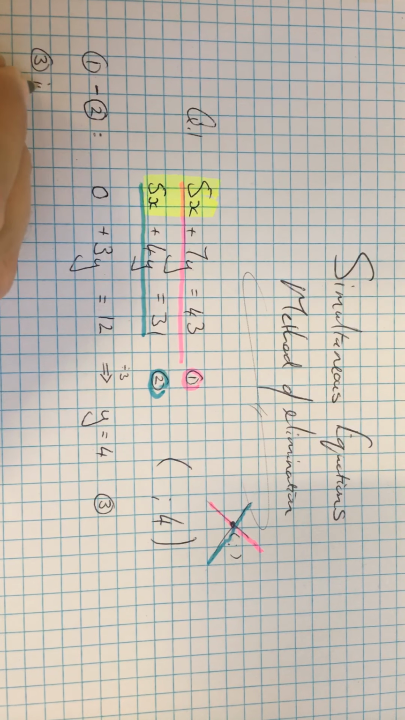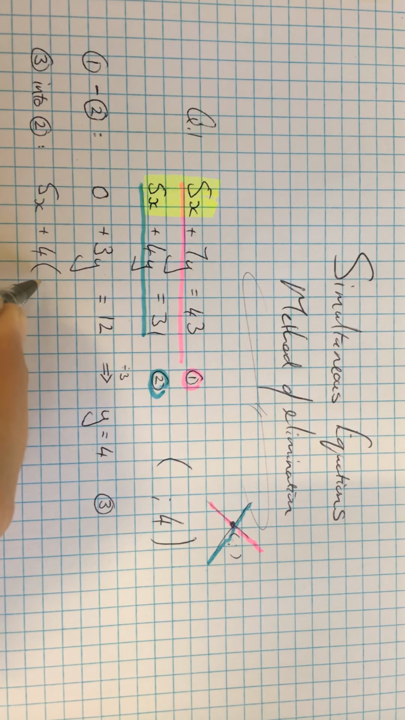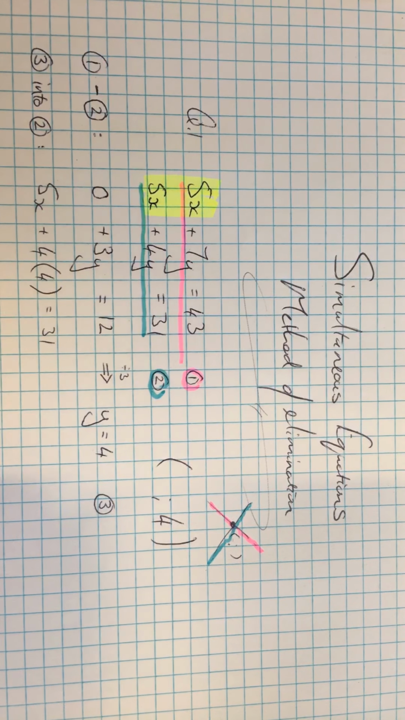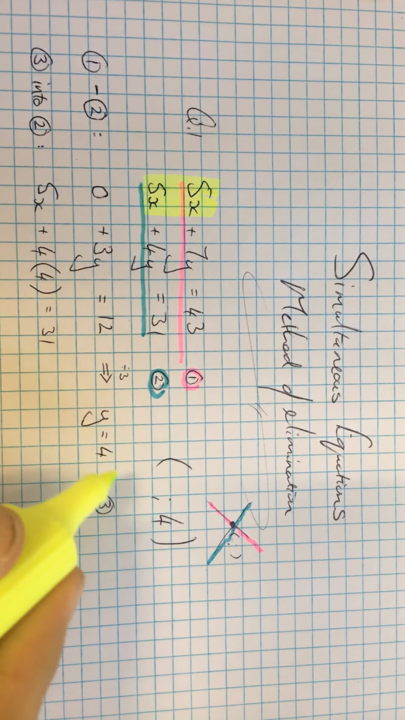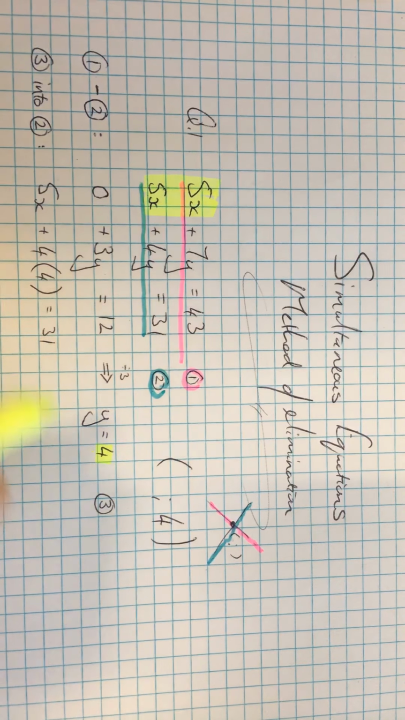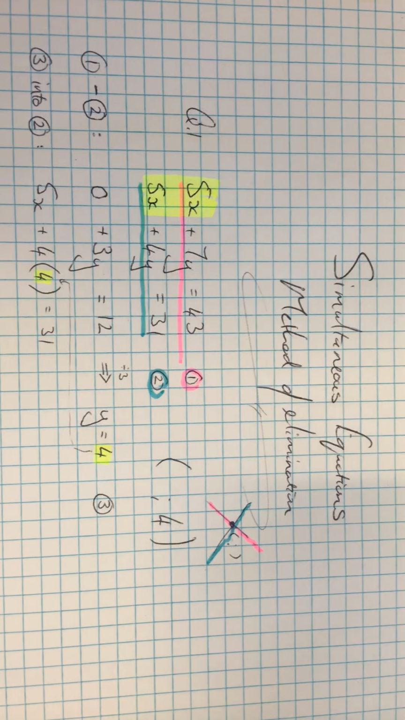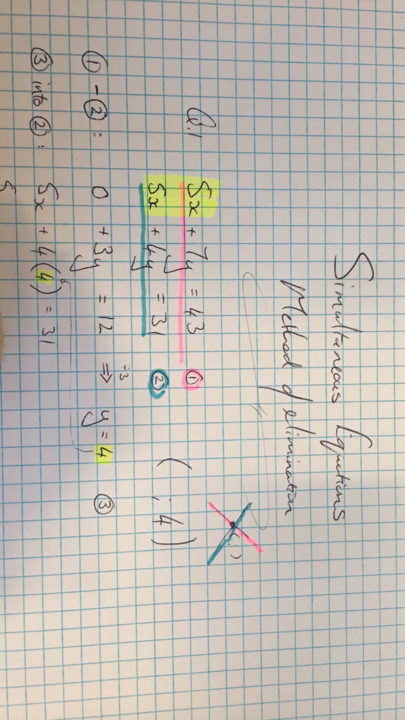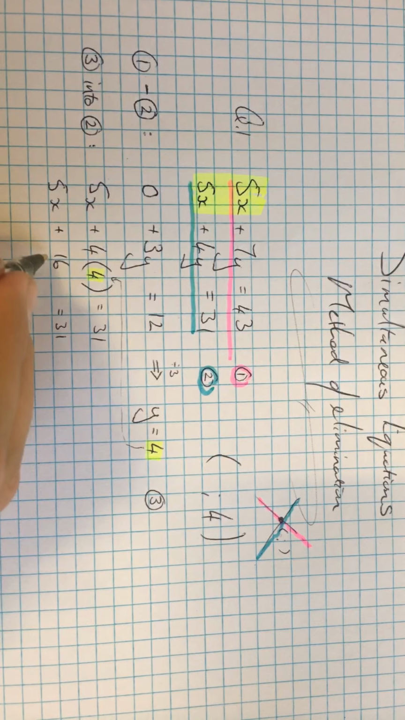So I'm just going to say 3 into 2. That's what I'm doing, and that helps the marker also know what you're doing. 5x plus 4 equals 31. I'm putting this 4 in there so you know which 4 it is. There it is. Okay. 5x plus 16 equals 31.